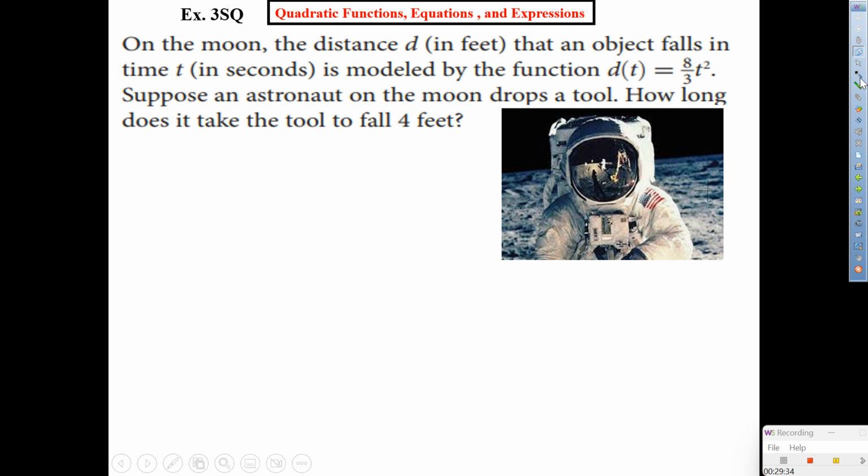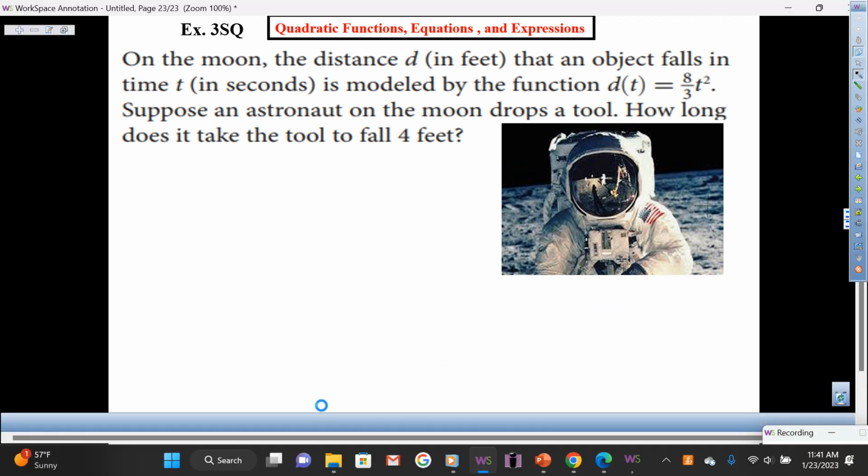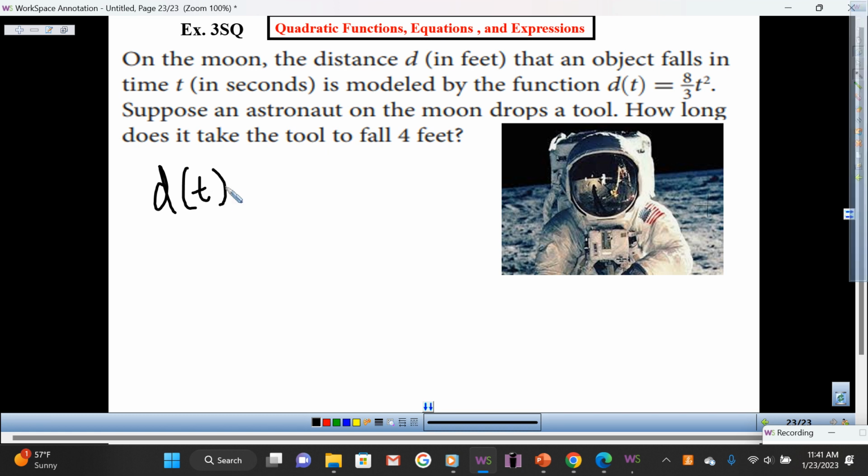And copy only this function really quick. We're going to go pretty quick just for the sake of time. Copy d of t equals 8/3 t squared. All right? So it reads, on the moon, the distance in feet of an object that falls in t seconds is modeled by this function.